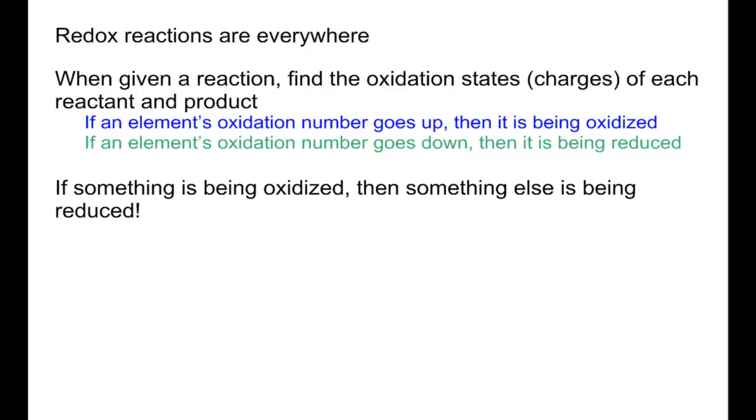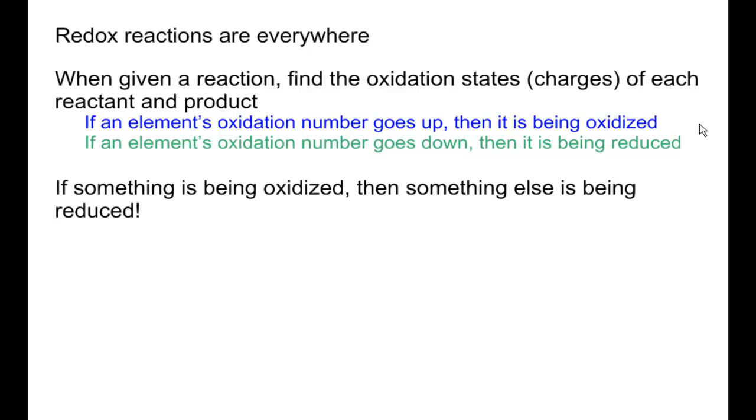Now redox reactions are going to be everywhere. When you're given a reaction, the first thing that you need to do is find the charges of each reactant and product. If the oxidation number goes up, then it's being oxidized. In other words, if it's losing electrons. If the element's oxidation number goes down, it's being reduced. So if it gains electrons, it's being reduced.